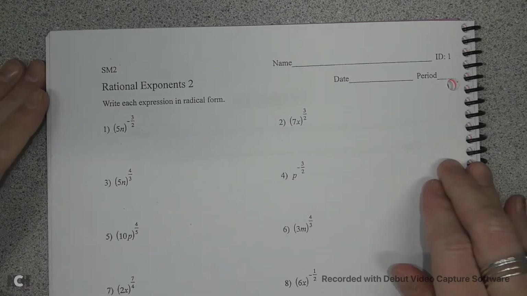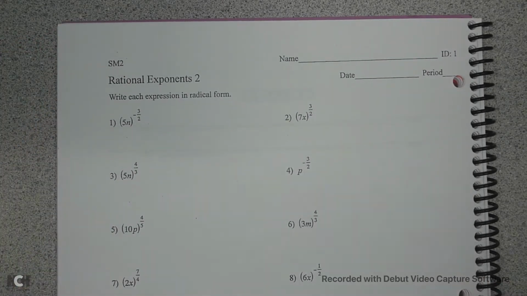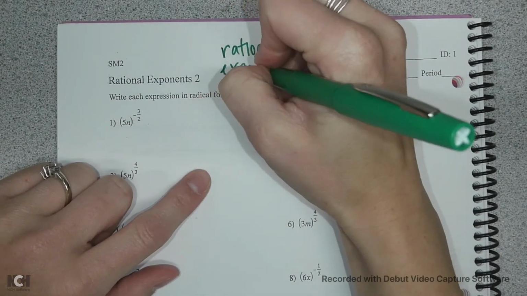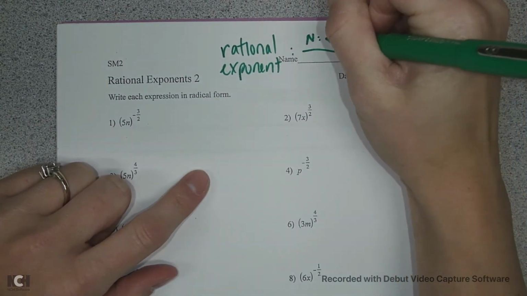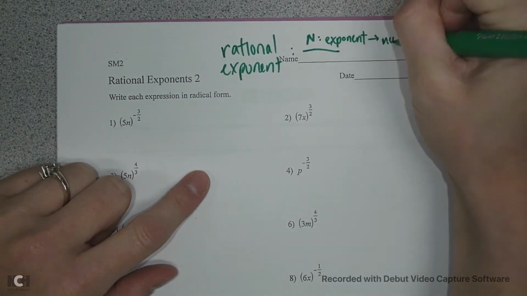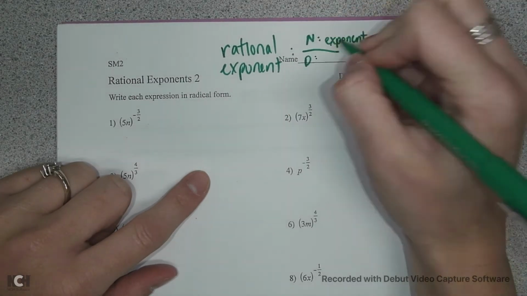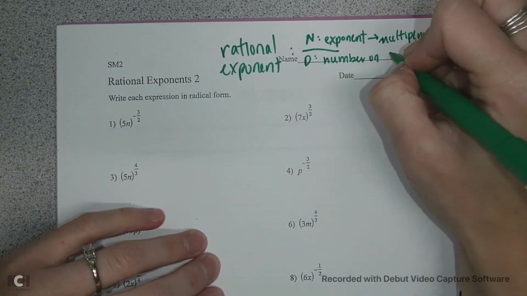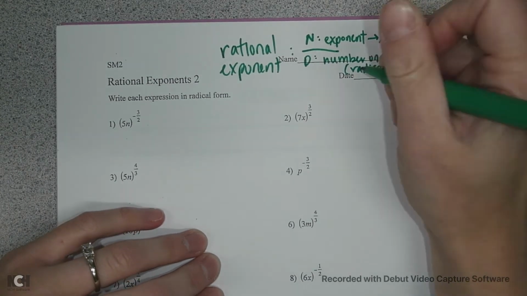Right, so today we're going to be talking about rational exponents, and this is our second day, so it's number 2. So remember, when you have a rational exponent, that means a fraction. The numerator is your actual exponent, so that's how many we're multiplying. And then your denominator is your number on your shelf, and that's of your radical, or your root sign.